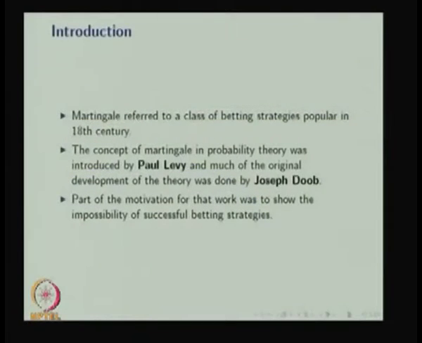The Martingale referred to a class of betting strategies popular in the 18th century. The concept of Martingale in probability theory was introduced by Paul Levy, and much of the original development of the theory was done by Joseph Doob. Part of the motivation for that work was to show the impossibility of successful betting strategies.